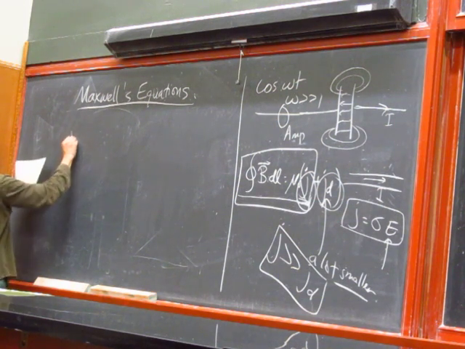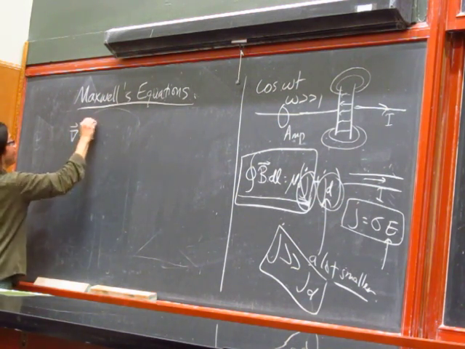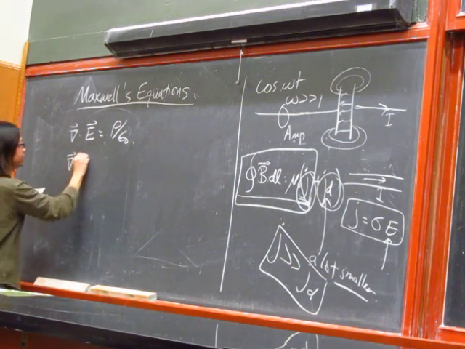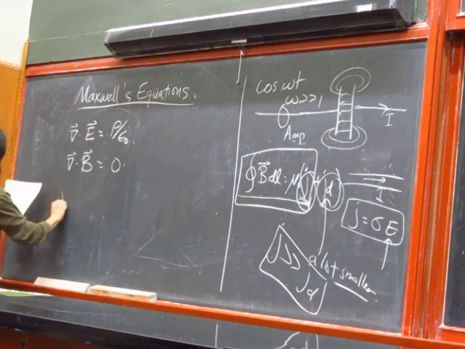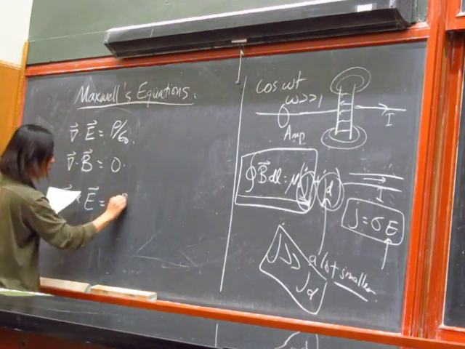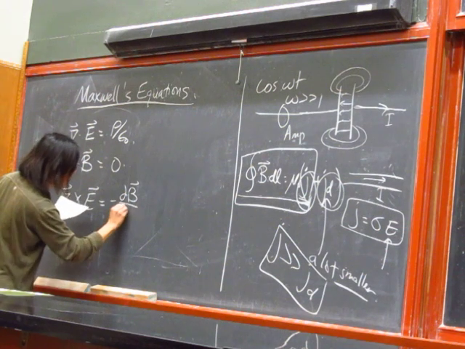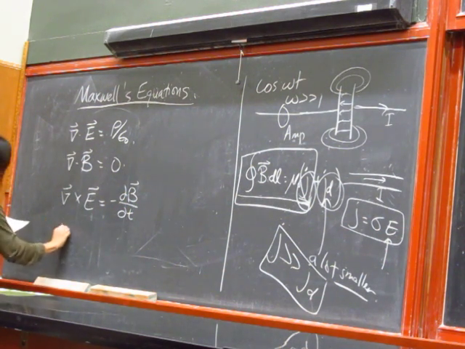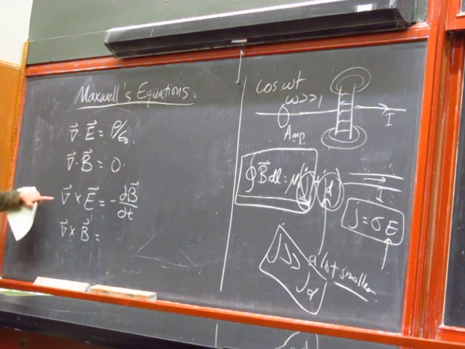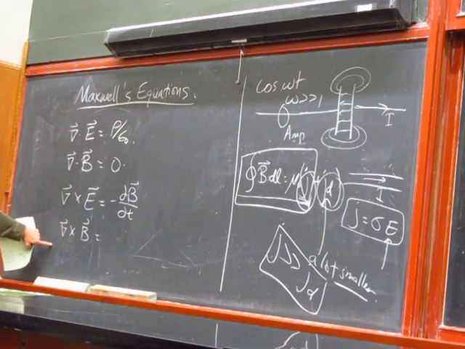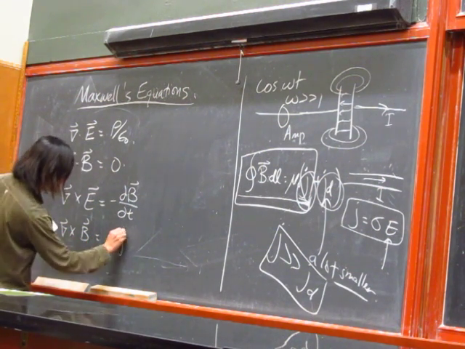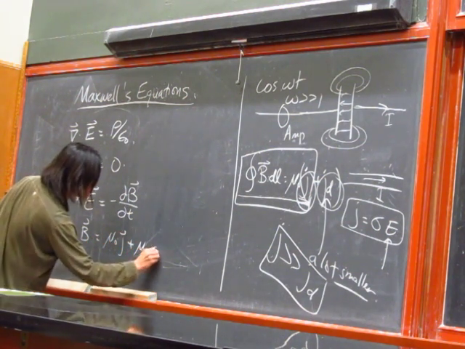So, Maxwell's equations. Now you should all be able to write these in your sleep. I'm writing only the differential form from now on, because we're moving on. Which one is Ampere's law? This is Ampere's law, and this is Faraday's law. Mu naught J plus mu naught epsilon naught dE/dt.